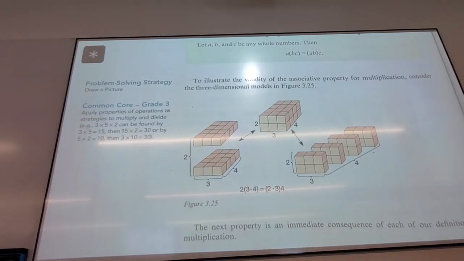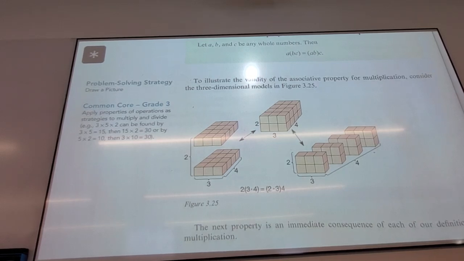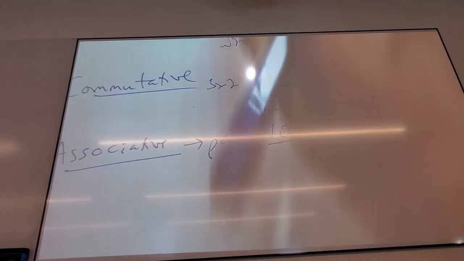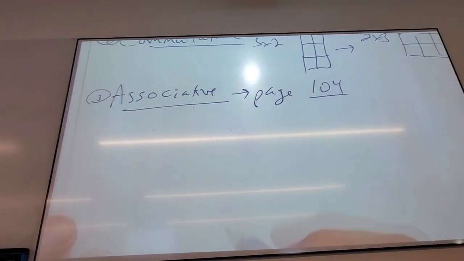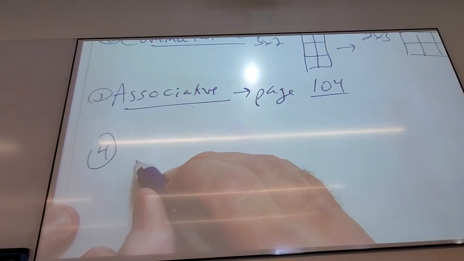So, let's see. What is the multiplicative? Let me just put this down here, just in case you want to look at it later. Let me also unfreeze this. Right. Page 112. What is the multiplicative identity?